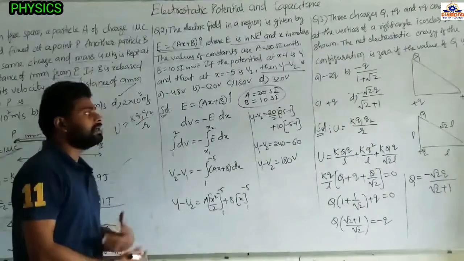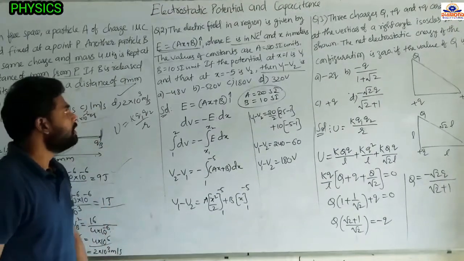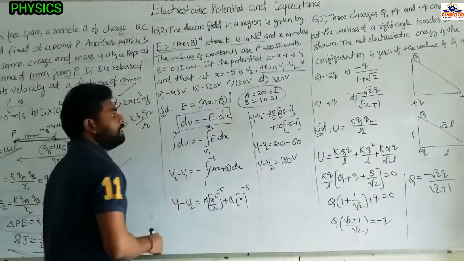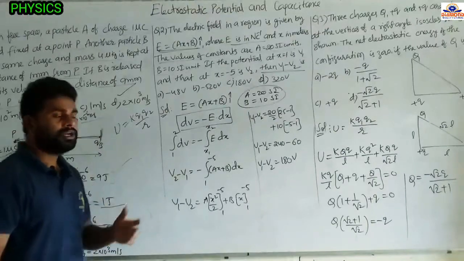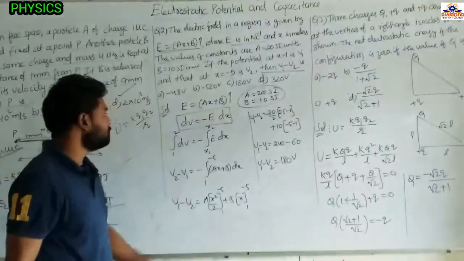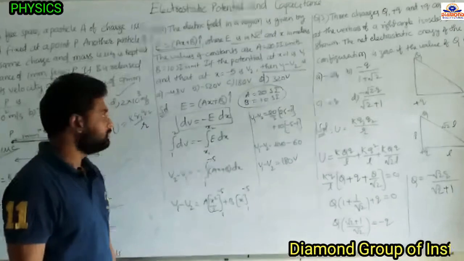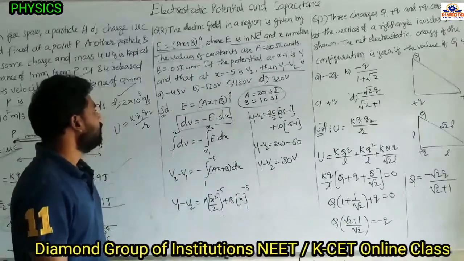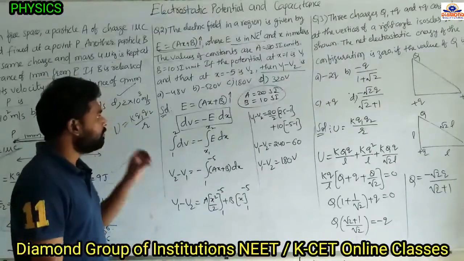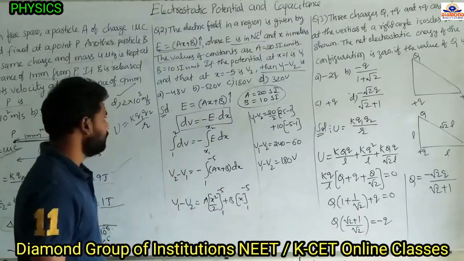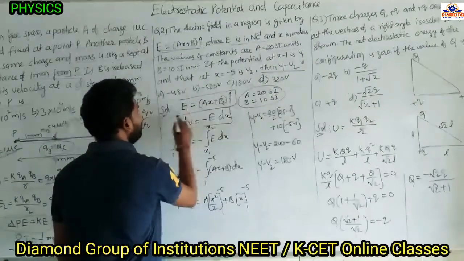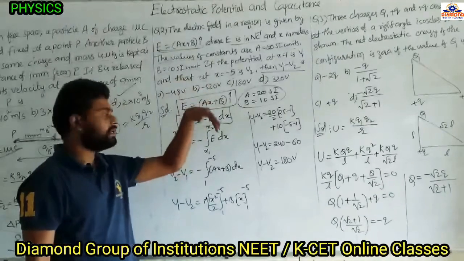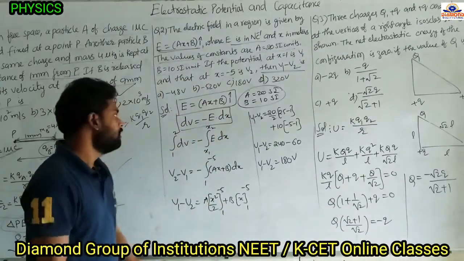Now we know the relationship between the potential and the electric field. That is dV equals minus E dx, otherwise E equals minus dV by dx. So dV equals minus E into dx. Why we are taking negative, I said in the previous class, is that in the direction of the electric field potential decreases. The electric field is given as E equals Ax plus B i cap. Here i cap is along the x direction, that's why I took the x component only.